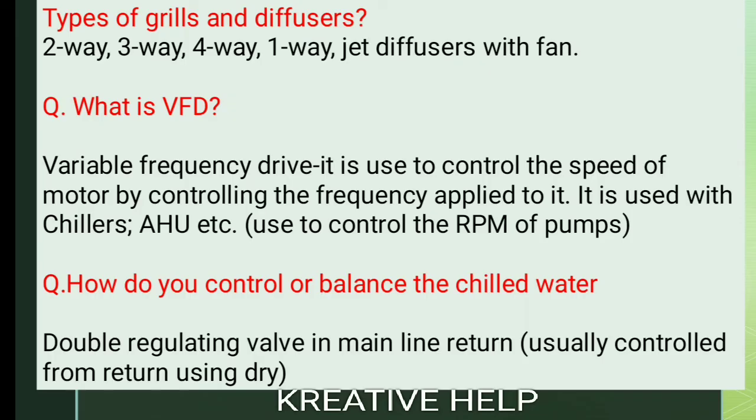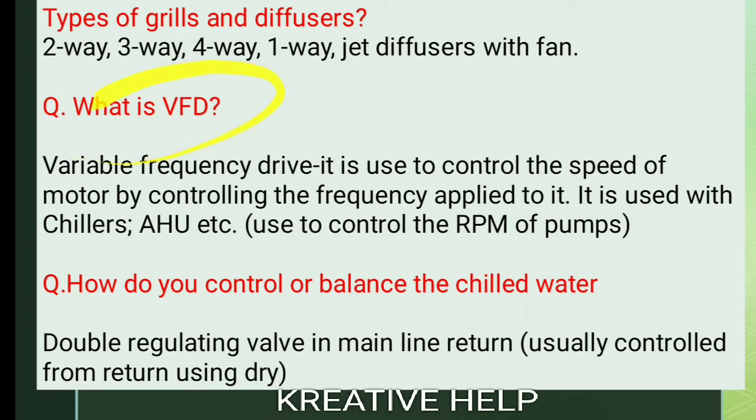So the type of grill and diffuser you're using in HVAC, basically they are asking this very, very frequently if you are going for HVAC. Mainly this is for the engineer, and even they are asking the technician also. If you are doing work on the site, you should know about all these things. So this is a two-way, three-way, four-way, one-way, and jet diffuser with fan. These are the types of grill and diffuser being used. Don't worry, you will see them all.